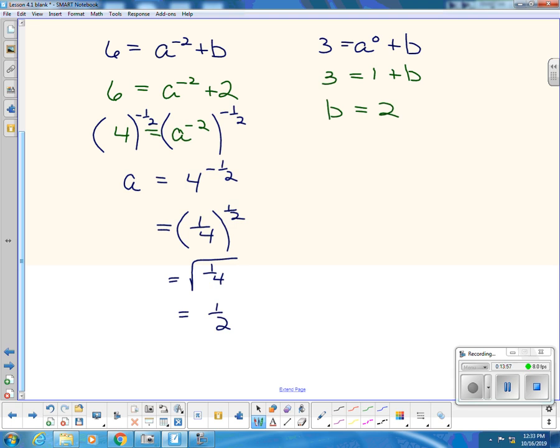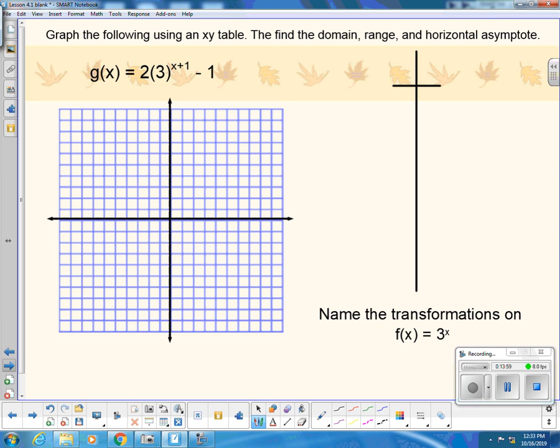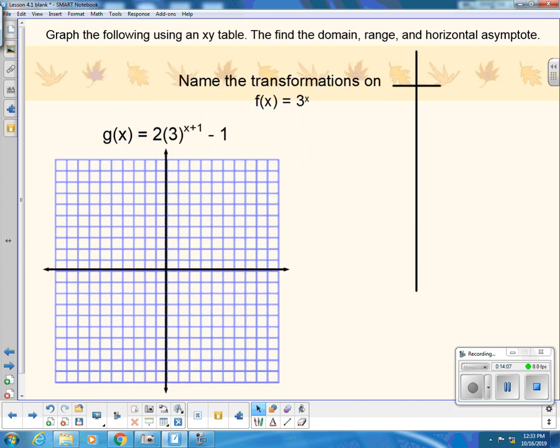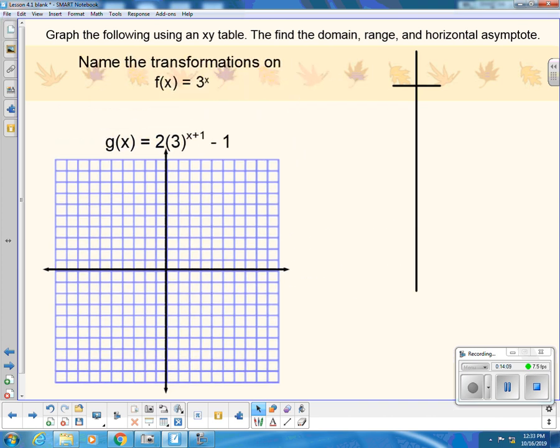We're good? All right. Before we sketch this, I'm going to go and do this first. So I was at 3 to the x, and now my equation is 2 times 3 to the x plus 1 minus 1. What happened?